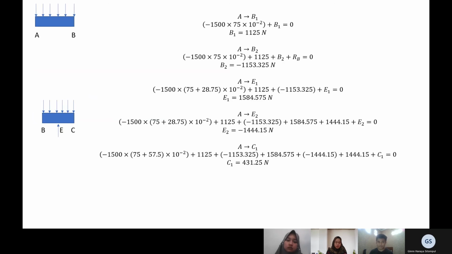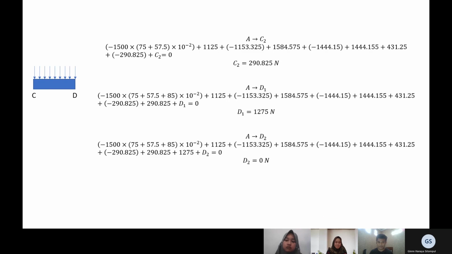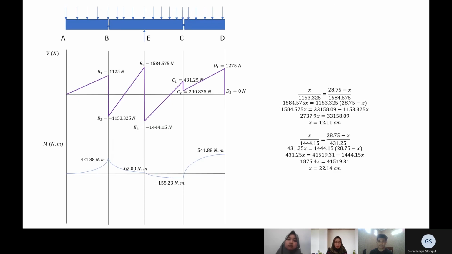Next, we also do the calculation for finding the SFD from A to B1 until A to C1. Next, we have the same thing here, and we have the calculation until A to D2. From those calculations we are making the SFD here. And for making the SFD and the BMD, we use the formula that will be explained by Layli. So in here, we use the usual formula to find the SFD and BMD. Therefore, we get the result as shown in the slide.